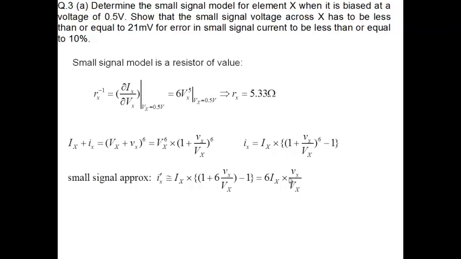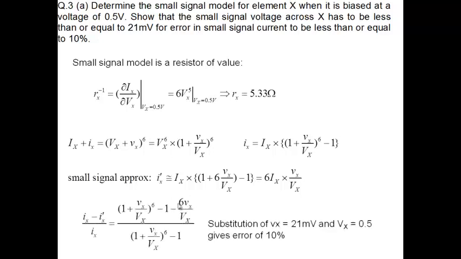Obviously, there's an error involved in the approximation. So we want to know how much is the error involved. So the error in the current ix is what this expression predicts. ix dash is what this approximate expression predicts. We look at the error here, the percentage error here. And when we put 21 millivolt here into this vx here, and Vx is equal to 0.5 here, we get 10% error. So we verify that if we use vx as large as 21 millivolt, then I'll get an error of 10%.